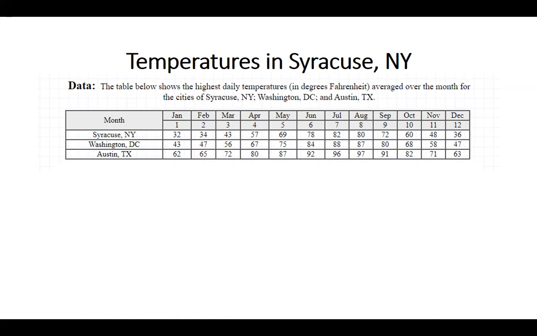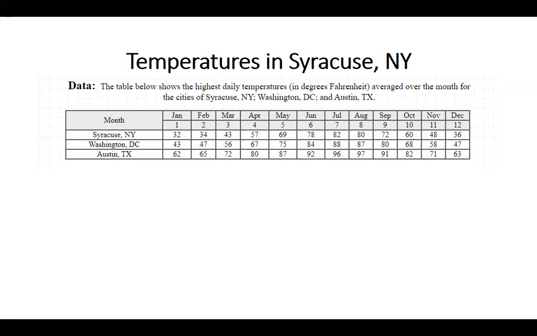So the highest daily temperatures averaged over the month. Basically, January, you have 31 days. Each day, they took the highest temperature of that day, and then they averaged those 31 temperatures and got the highest daily temperature averaged over the month.